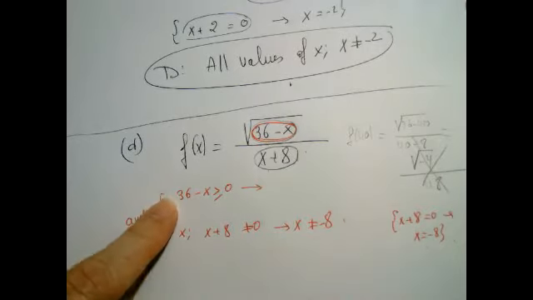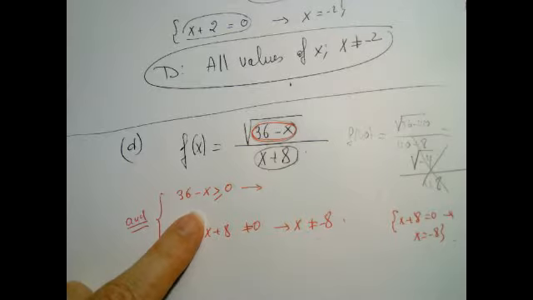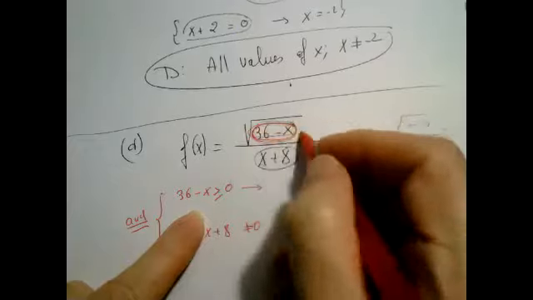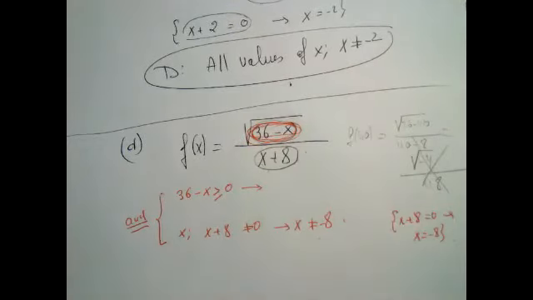Now, when is 36 minus x positive? How do I do that? How do I solve this? Anybody? No negative under the square root. This has to be positive. So which x's make this positive? Anybody?